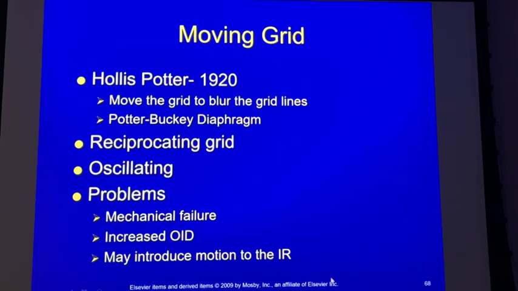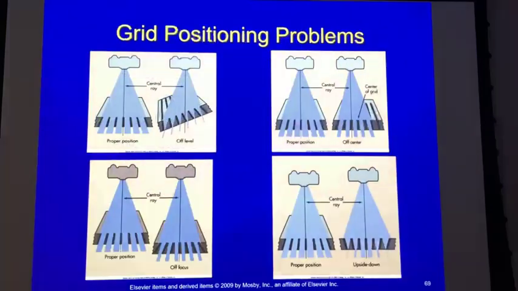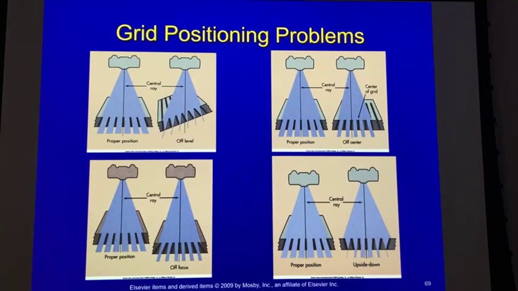And if the movement is sufficient enough, it can move your image receptor and then introduce motion onto the image receptor. So those are the graphics of the positioning issues. If you have an off level grid, that would seem to indicate that what you've got is exceeding the focus in one direction or the other. That's really a tilted grid, off level.